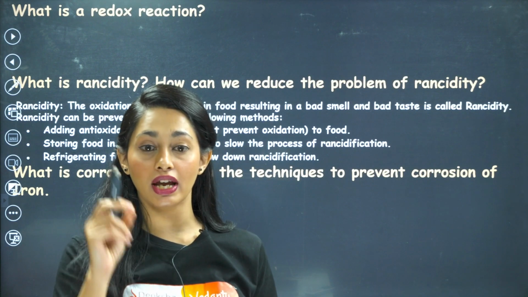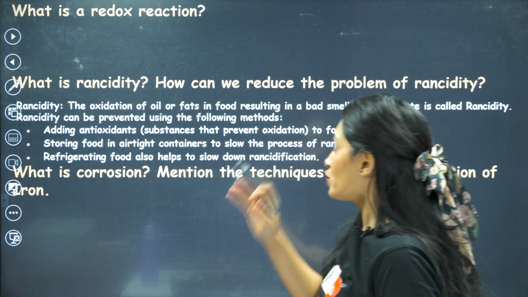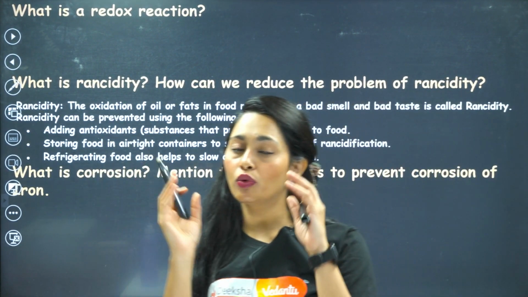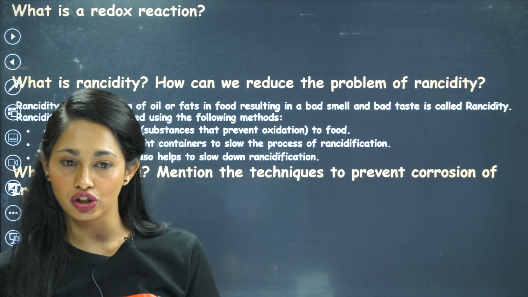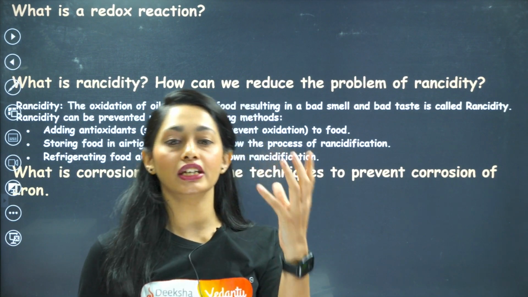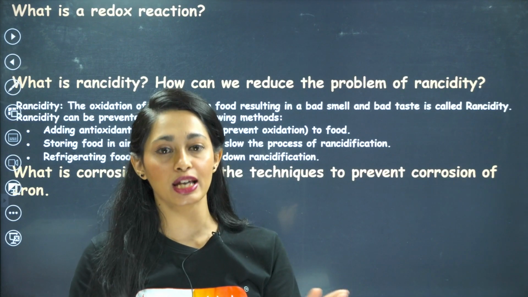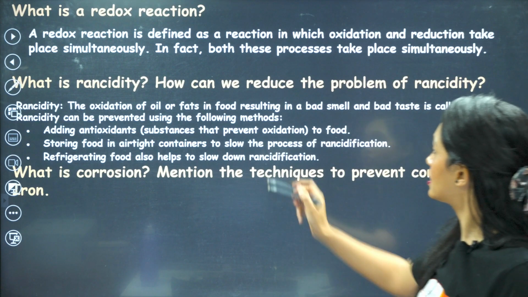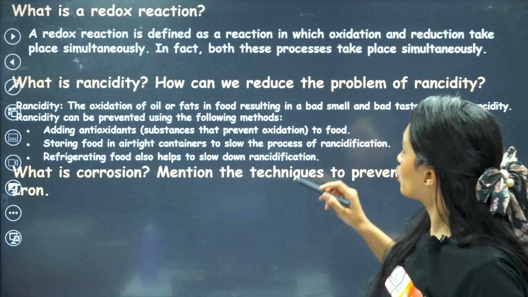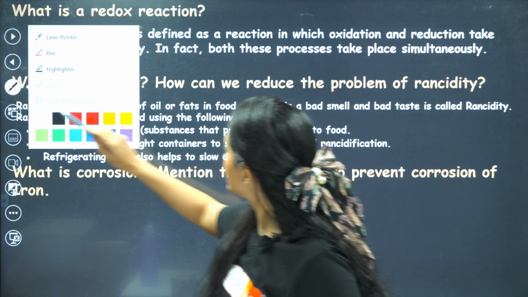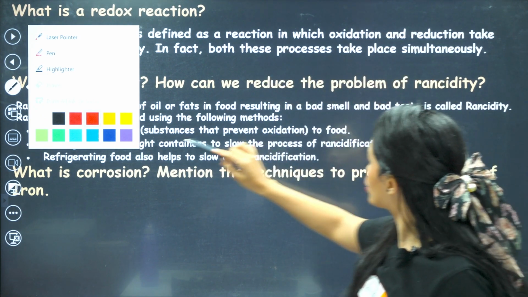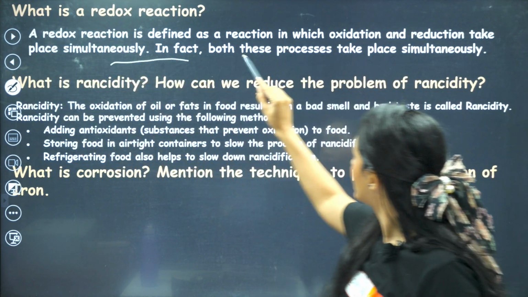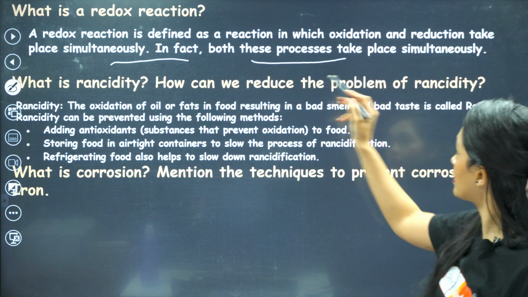This is the very first question and this is one of the most important questions. So how do you define a redox reaction? We know what is oxidation. We know what is reduction. So when both oxidation and reduction reactions occur simultaneously, it is called a redox reaction. A redox reaction is defined as a reaction in which oxidation and reduction take place simultaneously.